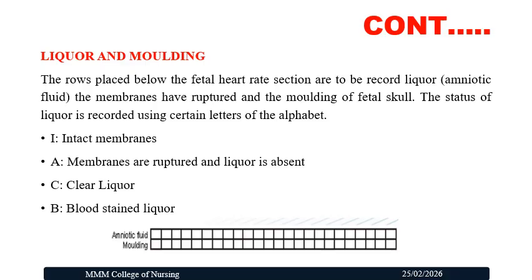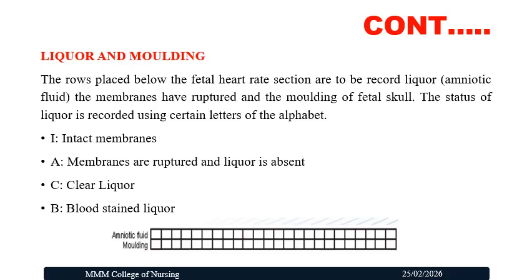The rows placed below the fetal heart rate section are to be recorded like the membranes, whether they have been ruptured or not, and molding of the fetal skull. The membrane status has to be represented in alphabetical letters. I means membrane is still intact, not ruptured. A denotes membranes are ruptured and liquor is absent. C denotes clear liquor. B denotes blood stained liquor. In this square, you can mention either A, I, C, or B.